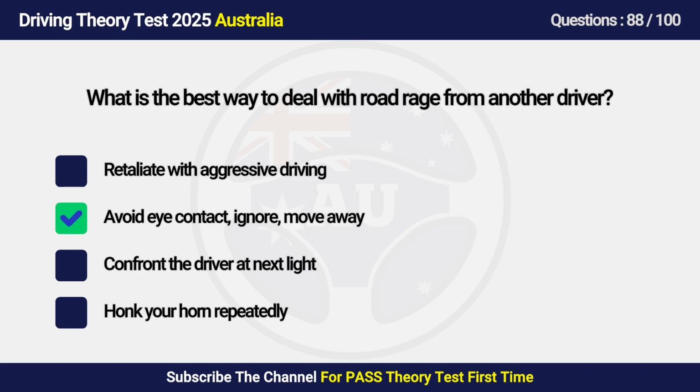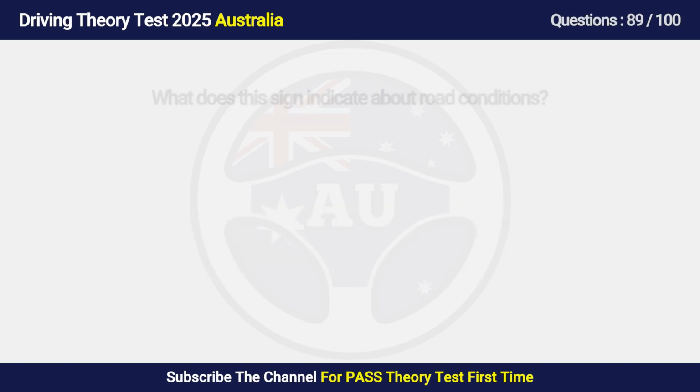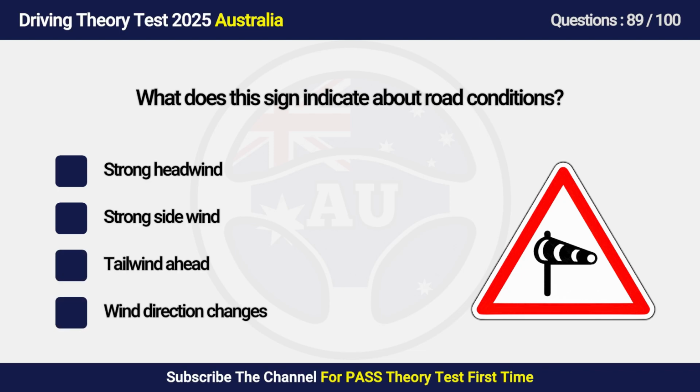Answer is B. Avoid eye contact, ignore, move away. The safest approach is to avoid confrontation. Do not make eye contact, ignore the driver, and if necessary, find a safe place to pull over or change your route. Question 89. What does this sign indicate about road conditions?